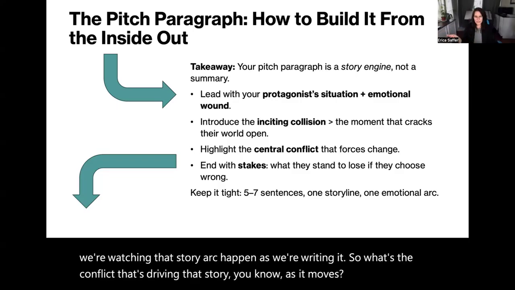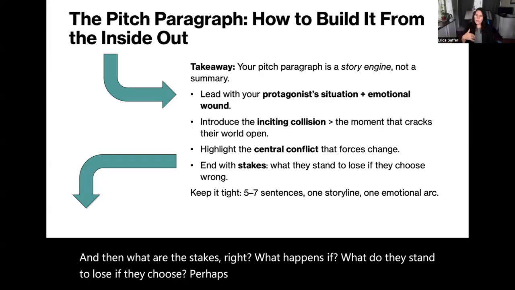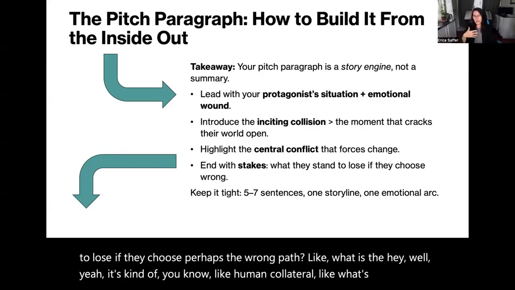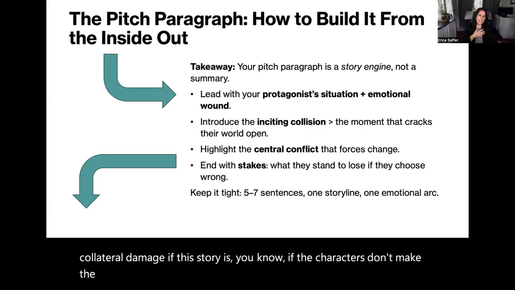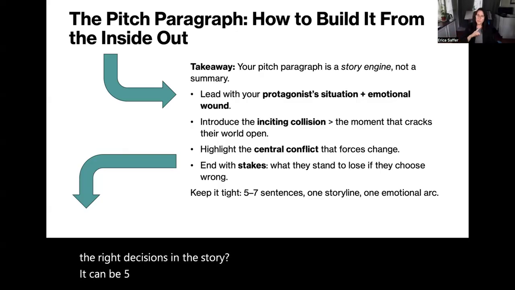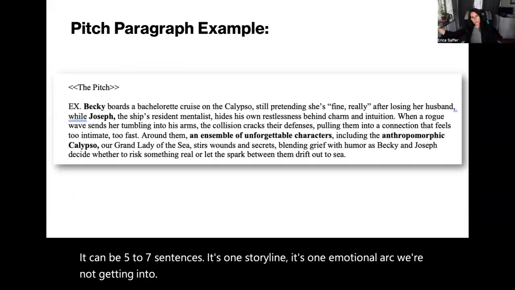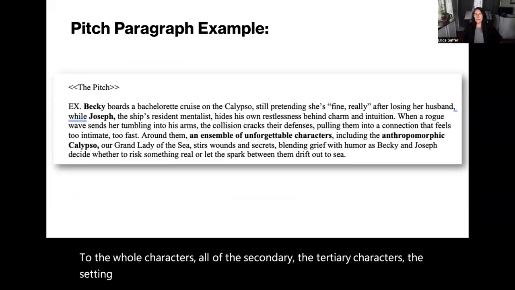And then what are the stakes, right? What do they stand to lose if they choose perhaps the wrong path? It's kind of like human collateral. What's the collateral damage if the characters don't make the right decisions in the story? It can be 5 to 7 sentences. It's one storyline. It's one emotional arc. We're not getting into all of the secondary, the tertiary characters, the setting. We're not really getting into that.